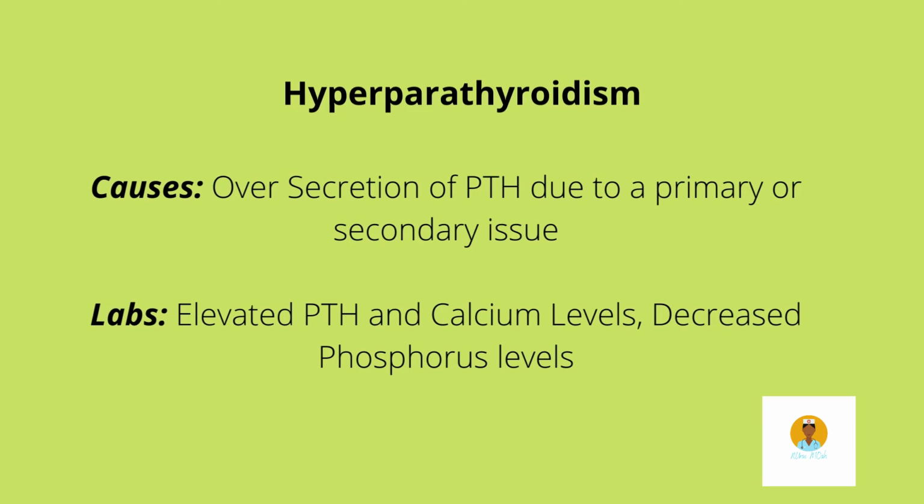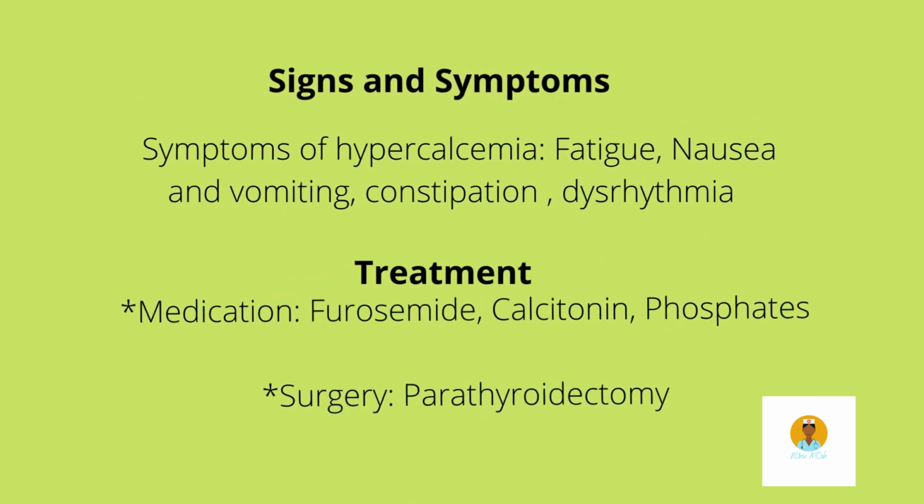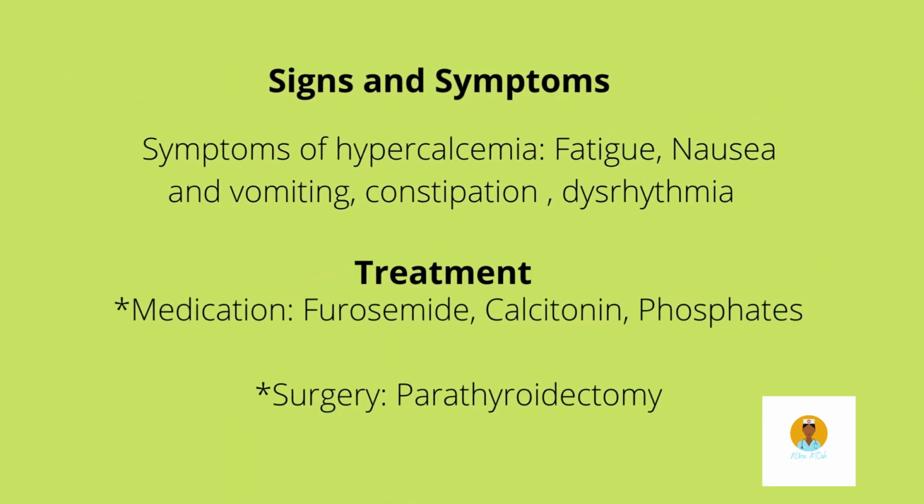So labs, you'll have high levels of PTH, high levels of calcium, and low levels of phosphorus. Signs and symptoms. Some of the signs and symptoms of hypercalcemia, because remember hyperparathyroidism leads to hypercalcemia, include muscle weakness, bone pain and deformities, fatigue, nausea, vomiting, weight loss, constipation, hypertension, kidney stones, and dysrhythmias.